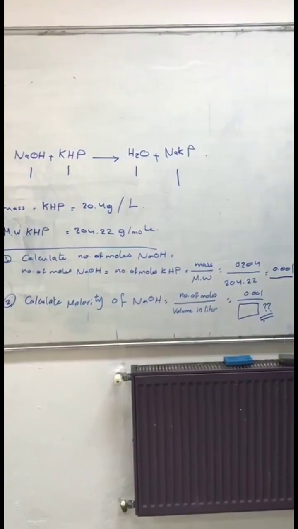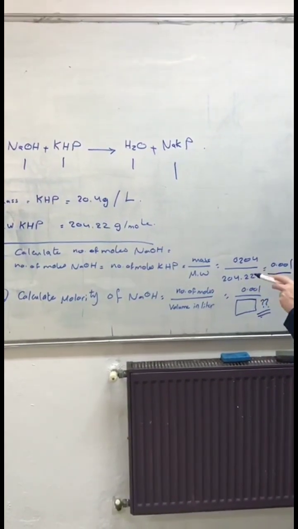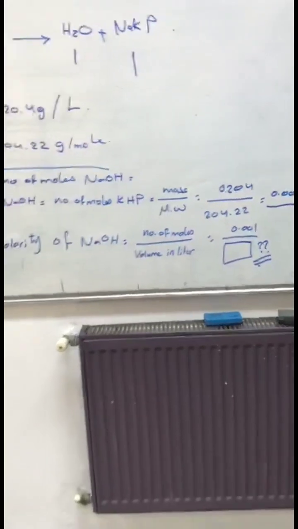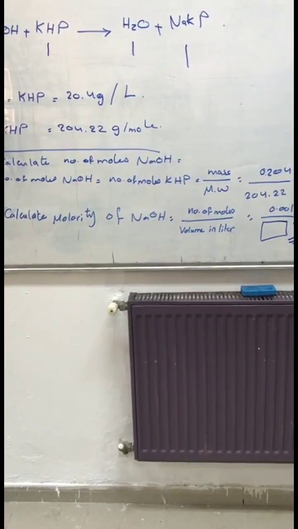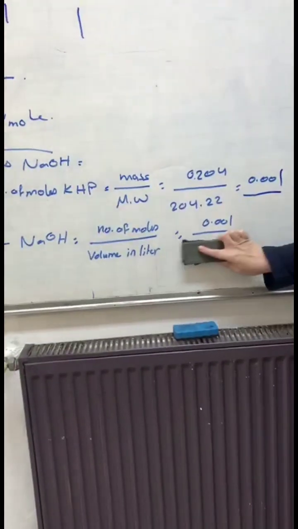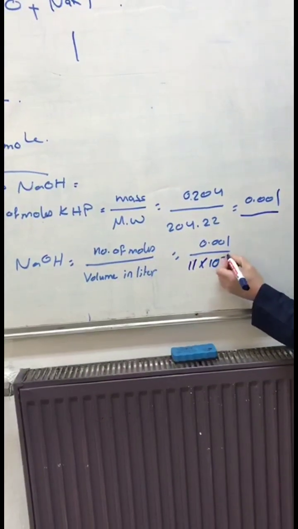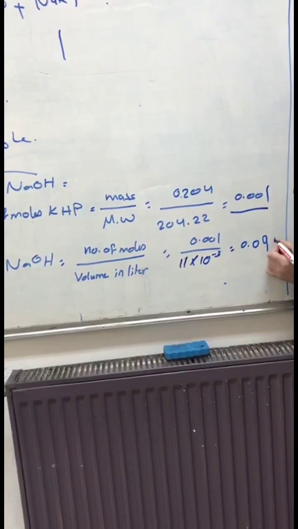As we said before, to calculate the number of moles of NaOH, it equals the number of moles of KHP, and it equals 0.001. For calculating the molarity of NaOH, we have our number of moles which equals 0.001 and the volume in liter equals 11 multiplied by 10 to the power minus 3, which equals 0.09 molar.